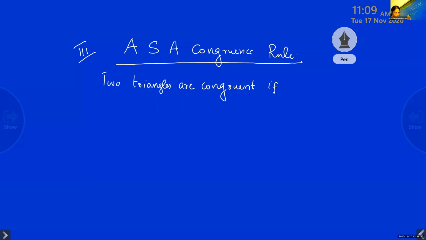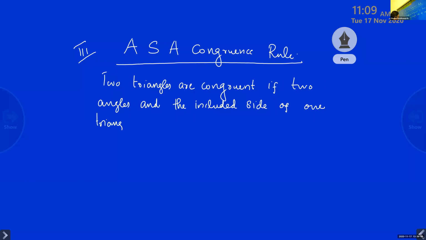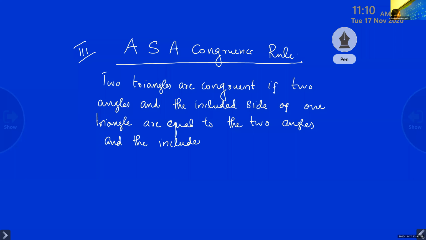if two angles and the included side of one triangle are equal to two angles and the included side of the other triangle. Don't make any mistakes.